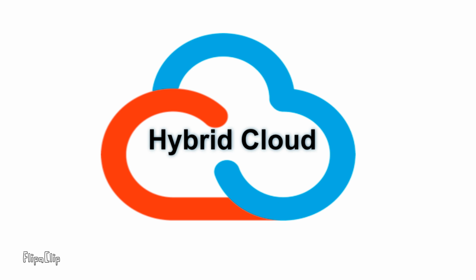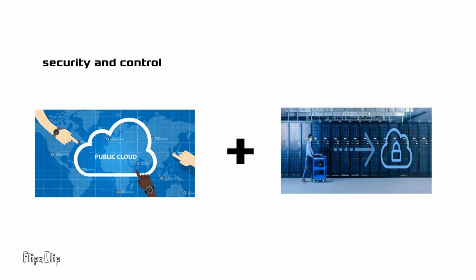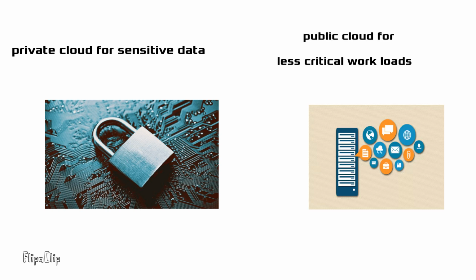A hybrid cloud is a computing environment that combines both private and public clouds, allowing data and applications to be shared between them. This setup provides greater flexibility by leveraging the strengths of both types: the security and control of a private cloud, and the scalability and cost efficiency of a public cloud. For instance, a company might use a private cloud for sensitive data while running less critical workloads on a public cloud, seamlessly integrating both environments.